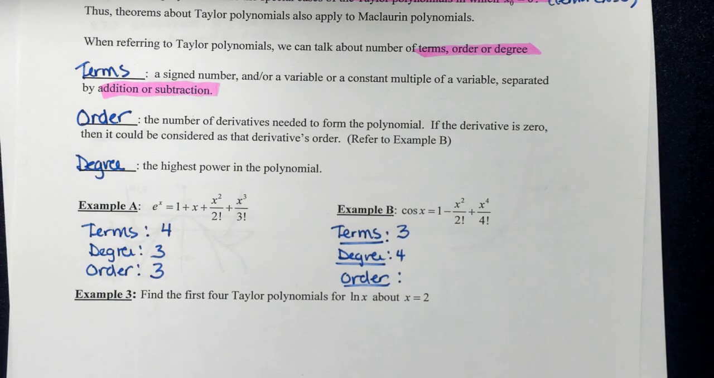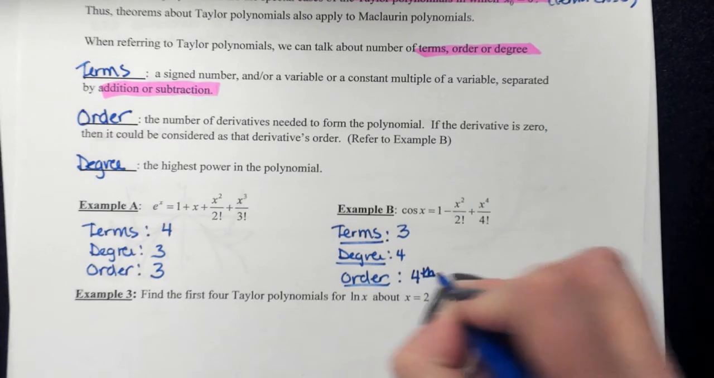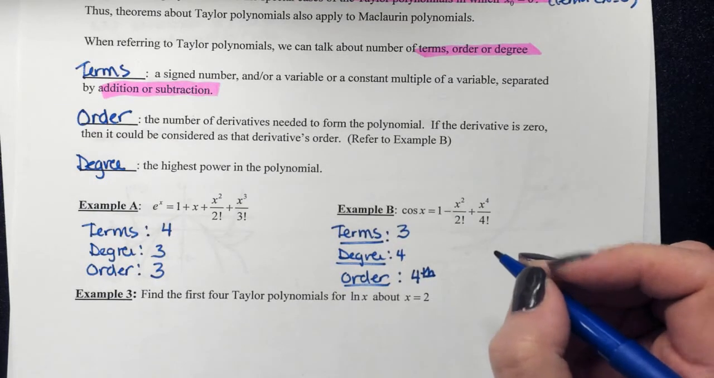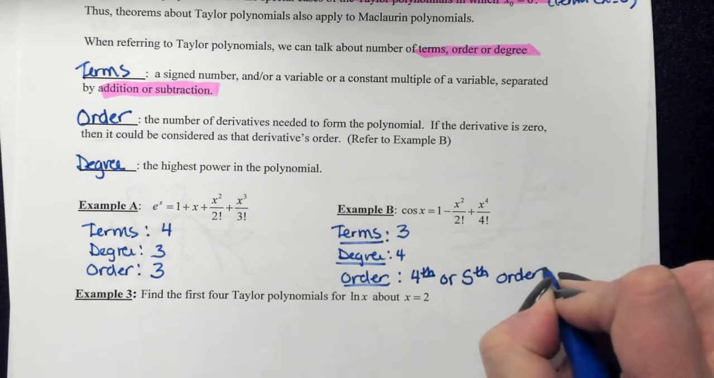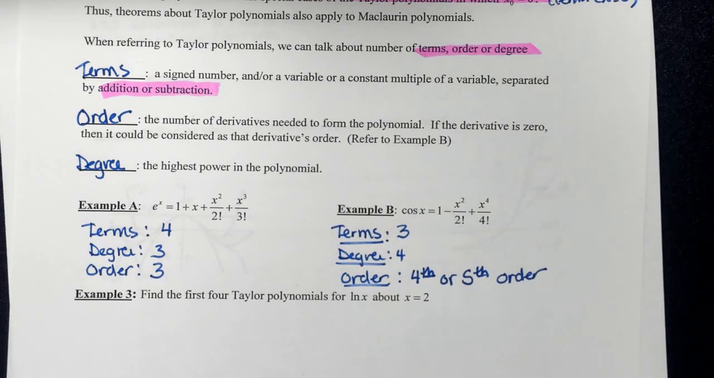There's two possibilities for what this order could be. What could it be? Well, the most obvious one would be a 4th order. But could this very well have gone out one more term? Yes. So this could have been a 4th or 5th order. And the reason why you're not seeing that term is because we know that the 5th derivative was a 0. So this is an example where order could be classified differently than the degree. This could be considered a 4th or a 5th order Maclaurin polynomial.